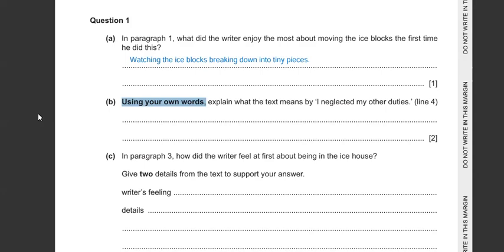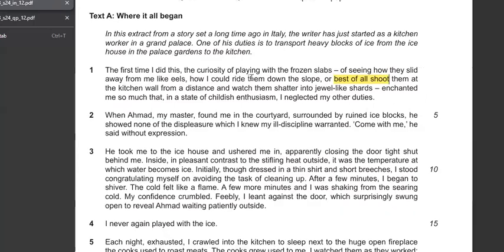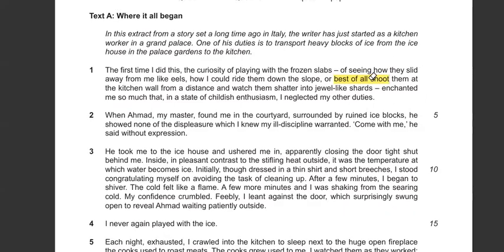The reason behind canceling the answer is that the candidate has not followed the particular instructions which were given in the question. Second, if you lift a few parts of the text, somehow it is going to be accepted, but you will not be given the full marks. The text says, "I neglected my other duties." If we go back to the paragraph and look at line number 4, at the end of line number 4 it says that I neglected my other duties. This is the phrase that is being used.